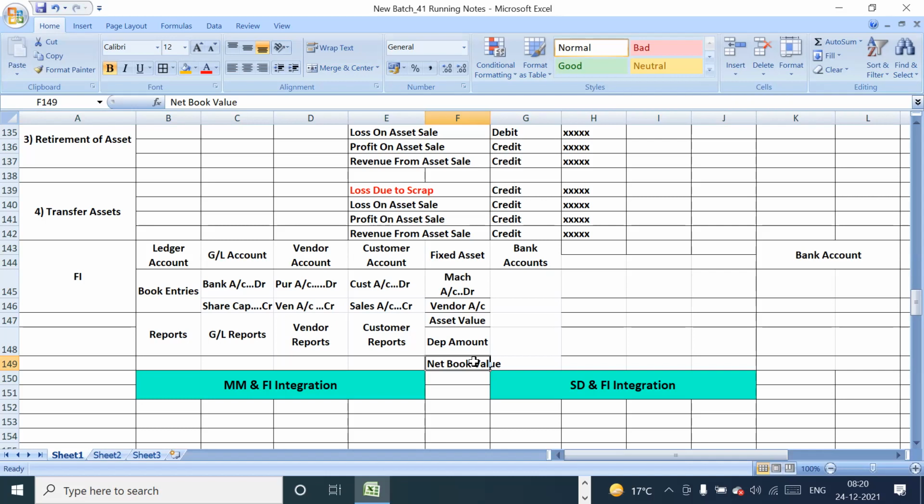Is there any use of this expiry date? If you get the expiry date of this asset, is there any use for the management? Is it going to help management? Yes, we can replace the asset. It will help us replace the asset.